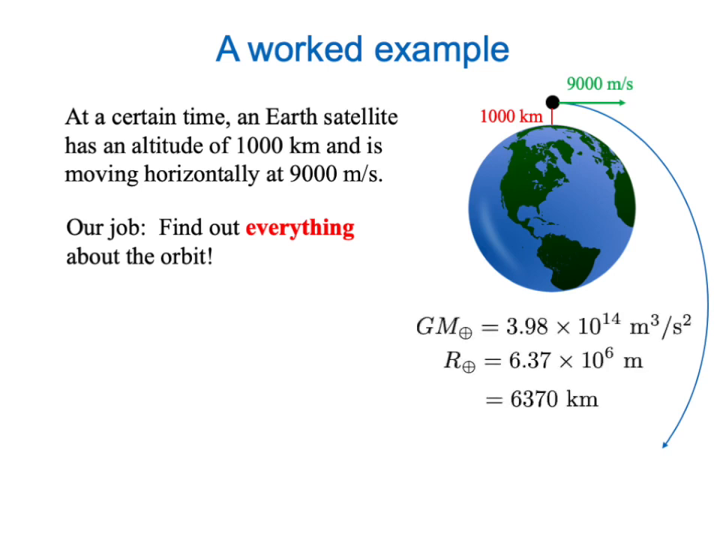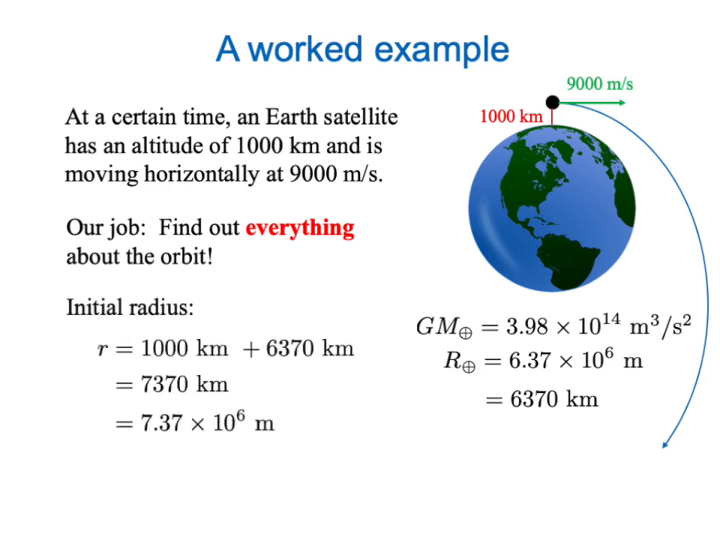We need a little information to get us started. For example, we need to know that quantity GM, G times the mass of the Earth, which is about 4 × 10¹⁴ in MKS units. And we need to remember the radius of the Earth, which is about 6,370 kilometers, because the distance that matters for the satellite is not its altitude above the surface, but its distance from the Earth's center.